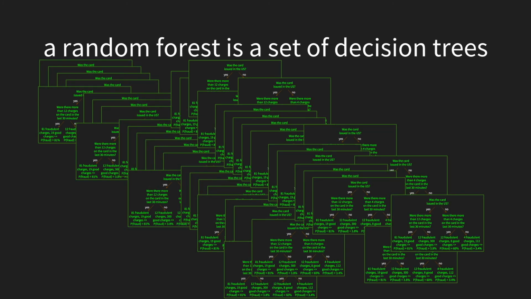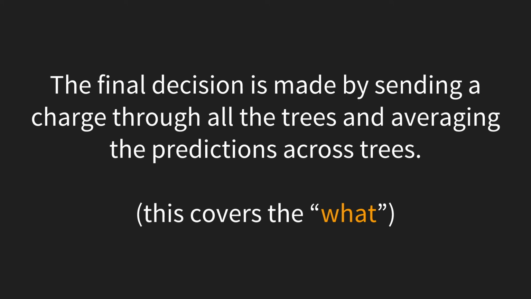A random forest is a huge set of these trees. Each tree would be made with some randomly selected subset of the things that went into the tree. The final fraud probability is some sort of average across the predictions from all of the trees. So the final decision is made by sending the charge through all the trees, which tells you what happened, and we're good to go for the what part of the question.